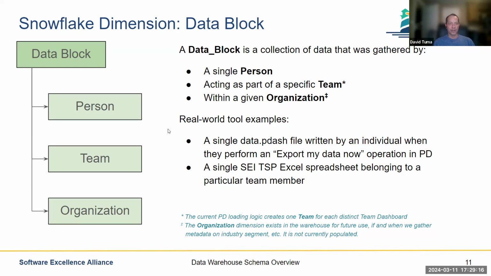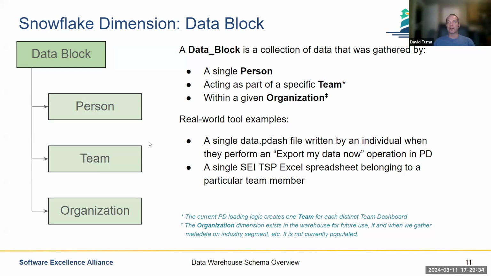So if you were to look in the warehouse right now, the organization table has one row in it with the name all organizations. It doesn't have any more detail than that. It's not currently populated. Okay. Great question.